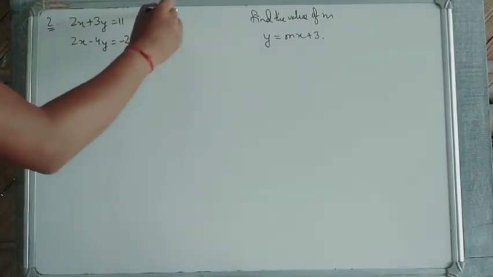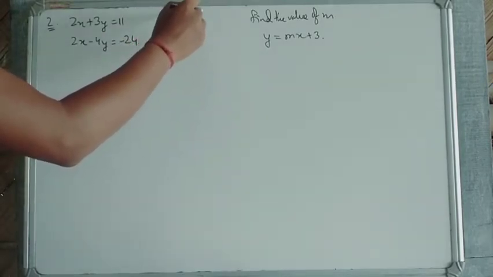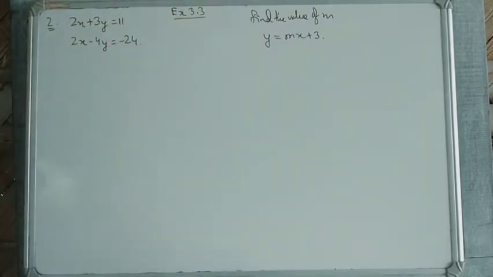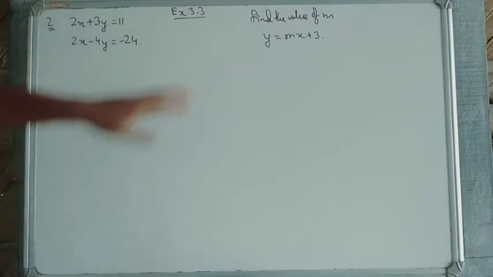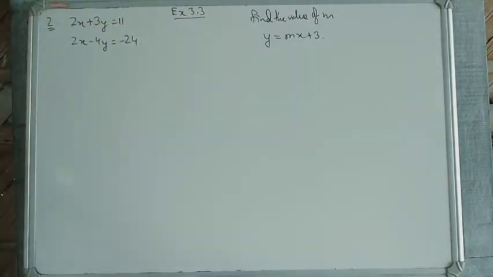So in exercise 3.3, this is your question number 2. The question is, there are two equations: 2x plus 3y equal to 11 and 2x minus 4y equal to minus 24. Now you have to solve the equations, that means you have to get the values of x and y. Then after finding x and y, we have been given to find the value of m also, where y is equal to mx plus 3. This is another part of that question.